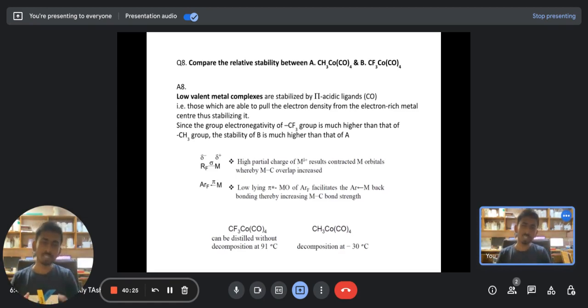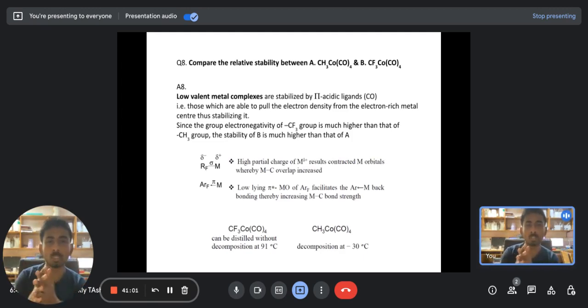Now in this case, you know the group electronegativity of the trifluoromethyl group is much higher than that of the methyl group, because fluorine is the most electronegative element in the periodic table, and the CF3 group has a group electronegativity in the range of 3.8, almost tending to 4, that of F. But in case of methyl, the group electronegativity is quite low, only 2.2. So the electron withdrawing inductive effect in case of CF3 is much higher than that of the methyl or CH3 group.